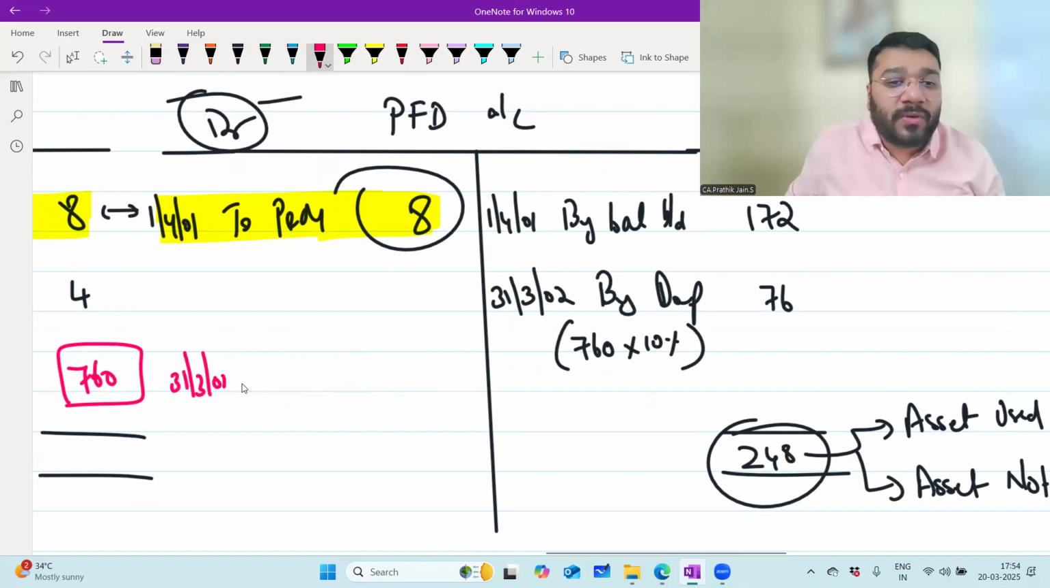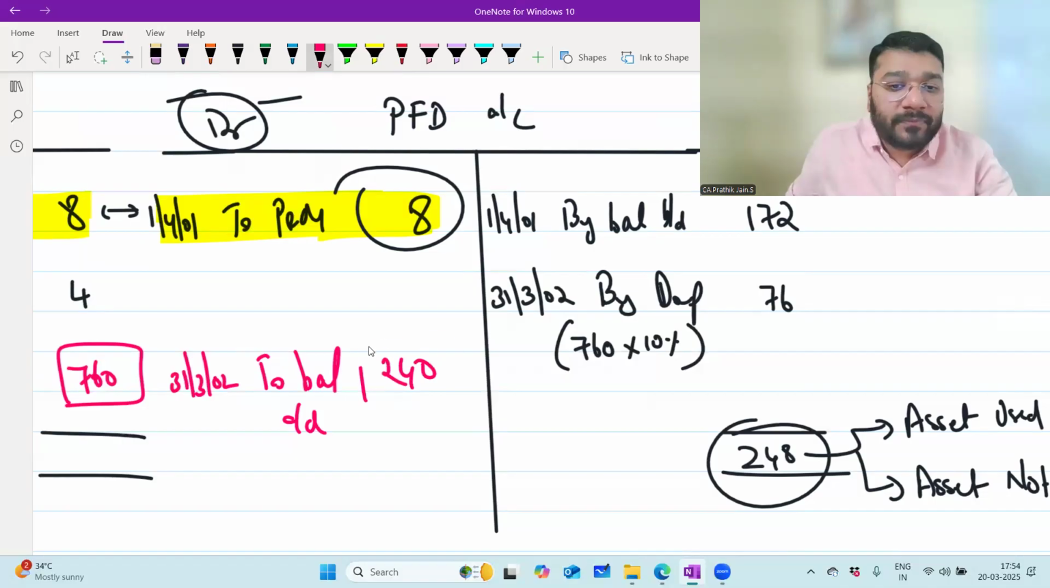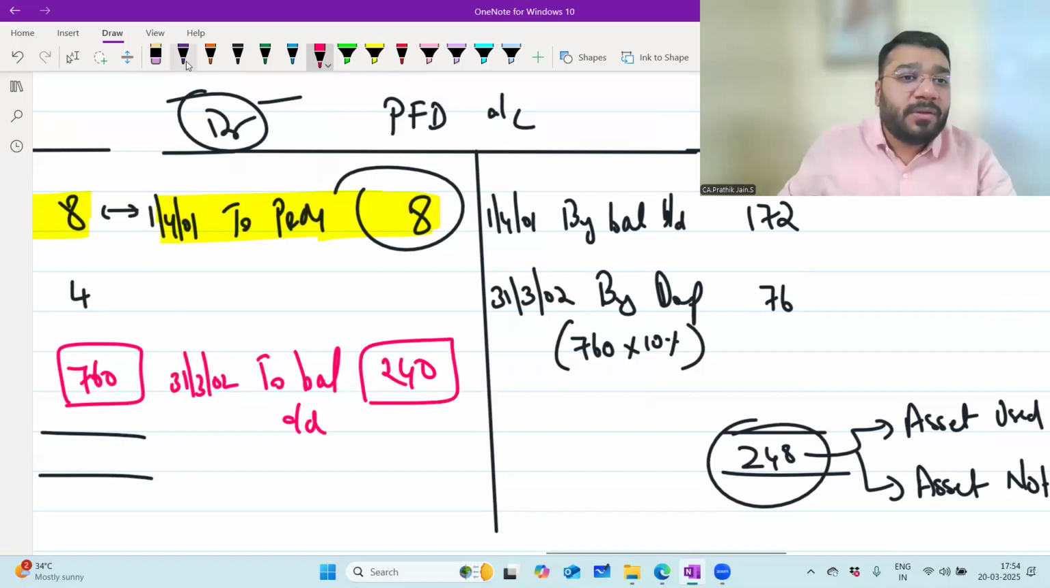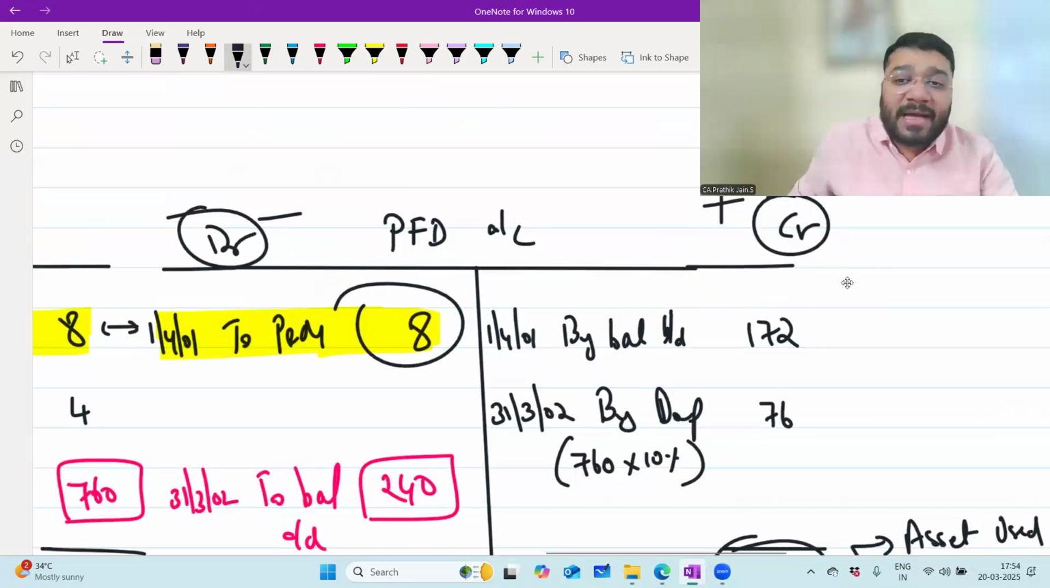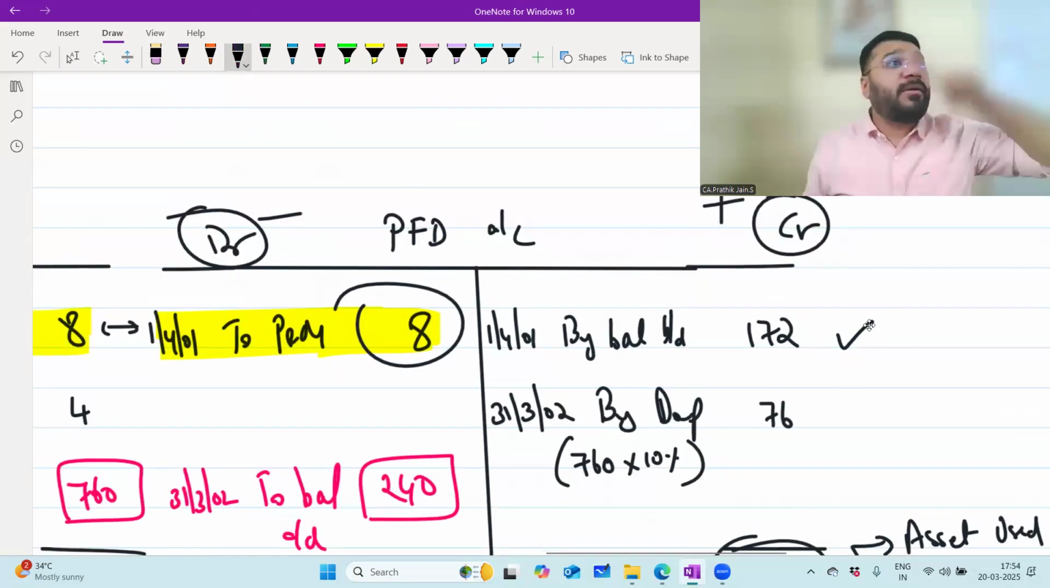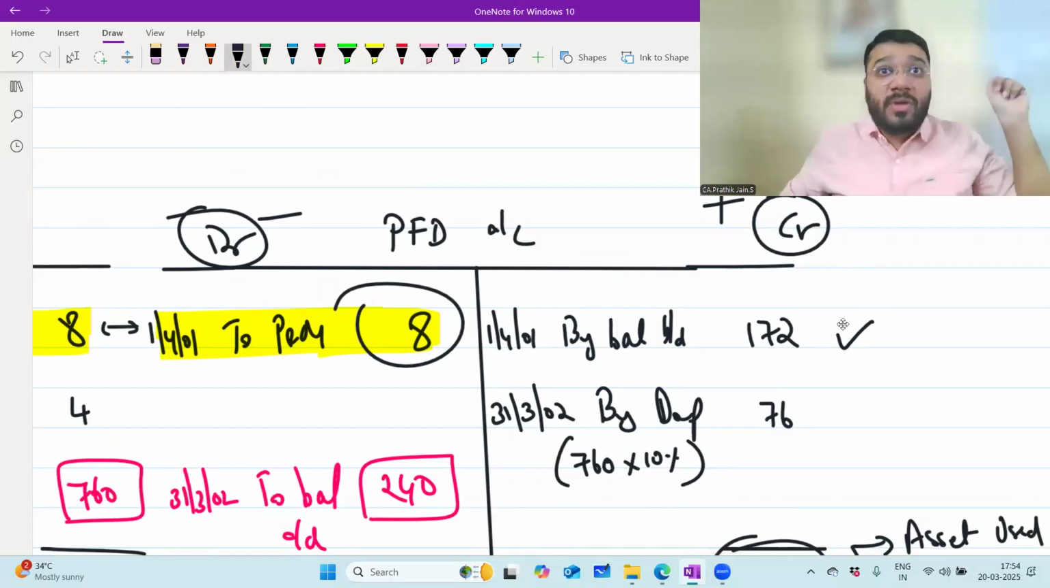31st March 2002, to balance carried on is how much? 240. This is the balancing figure. So guys, are you able to understand how to read this ledger? This ledger is basically 1,72,000 accumulated depreciation until last year. So until last year depreciation. This is current year depreciation.